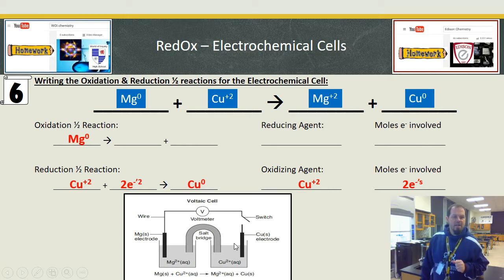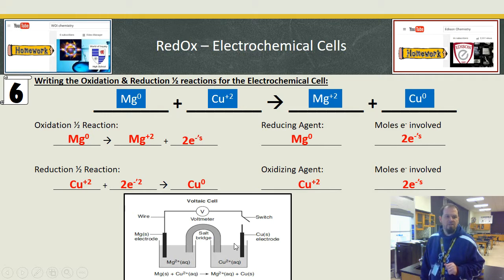Reactant side, Mg 0 goes to Mg +2, must have 2 electrons. The reducing agent now is Mg 0. Number of electrons involved is 2. They pair up nicely. 2 electrons given off, 2 electrons taken up. We're good. And this is how we combine half reactions into an actual electrochemical cell, the voltaic cell, if you will.